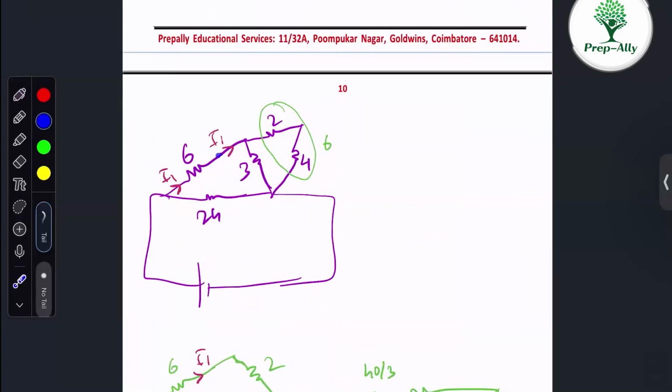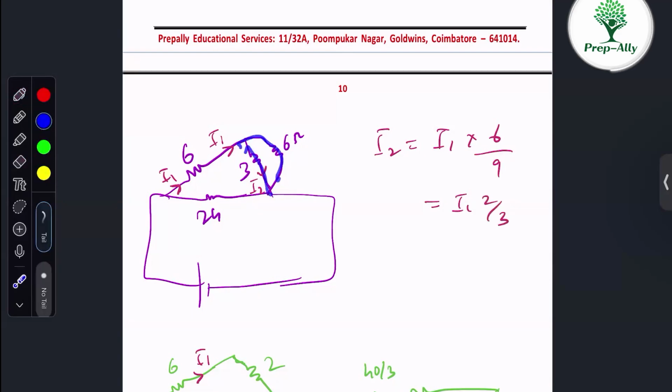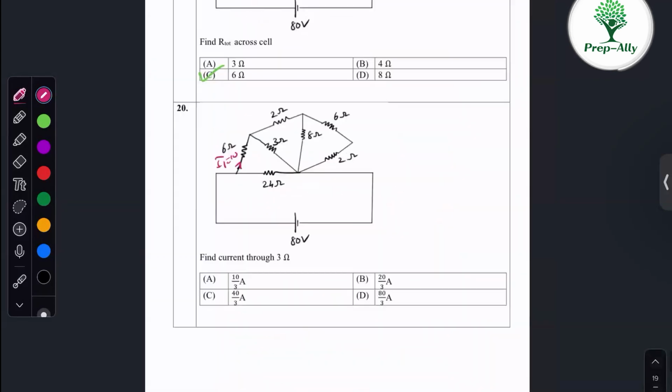Now that I1 will split into, here we have 3 ohms, here we have 6 ohms. So immediately we can say these two put together is 6 ohms. So how much will be the current through I2? What ratio is it going to split? Current entering the junction into the other resistor divided by the sum of the two resistors. So 2/3 of that I1 will go here. Remaining 1/3 will go here. So the answer will be 2 by 3 into 10, or 20 by 3, which is the correct answer.